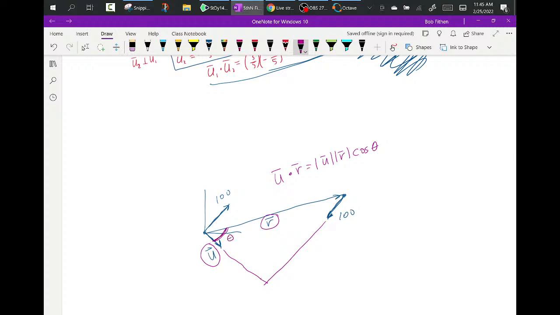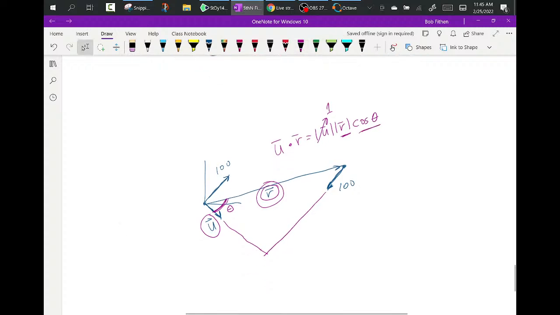You just recognize that it is a triangle that exists right here. This is your triangle, and this is a value of 1. So this is the distance r, and the cosine. For this triangle, you have to realize it's 90 degrees now. This becomes u dot r, or the distance r times the cosine of the angle between them, which you don't have to have. You just have to find that.